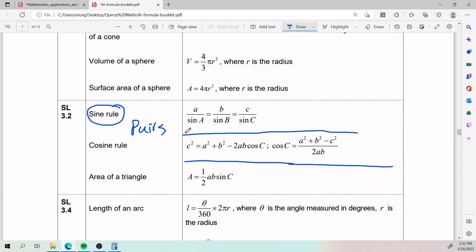Remember that little a and big A make reference to the following. Big A is the angles, and little a is the sides. Just to make it more visually appealing, it would be something like this.